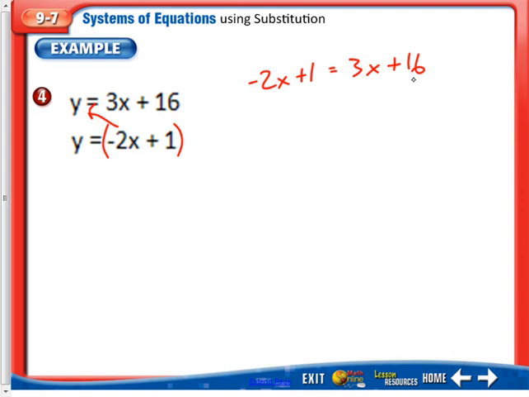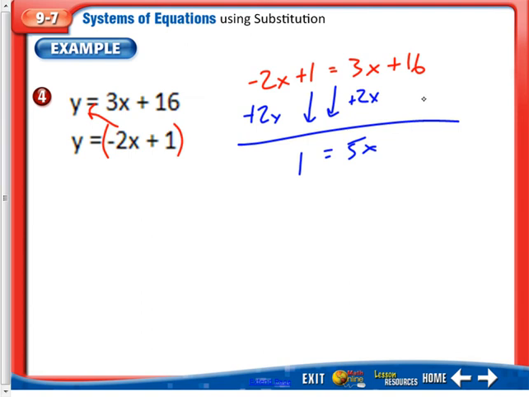So that's what we did here. We wrote them equal to each other. Now, remember when we did this, you want to pick the smaller number. So anytime you have a negative and a positive, always get rid of the negative, because then we'll be left with a positive. So if I add 2x to both sides, I draw my line, and I'm going to end up with my 1, my equal sign, 5x, and I'm going to bring my 16 down, plus 16.